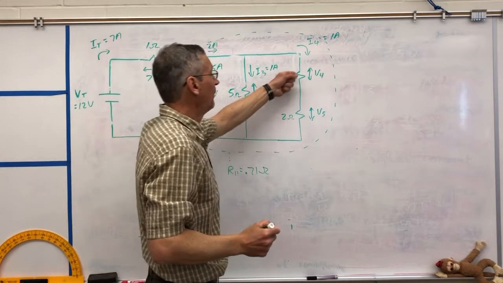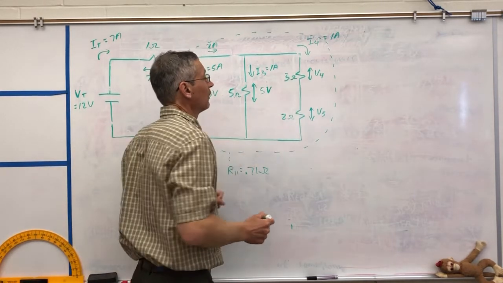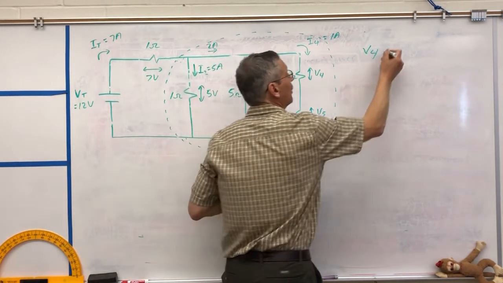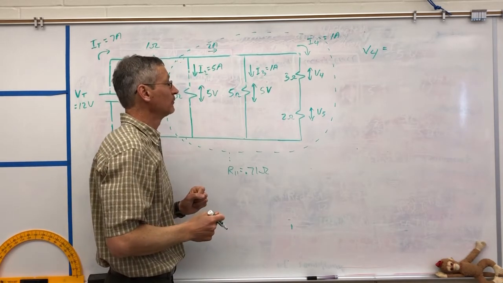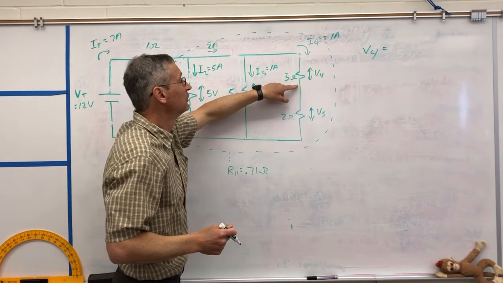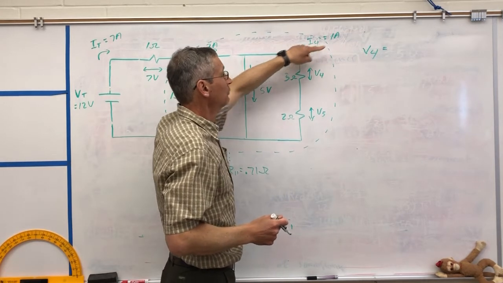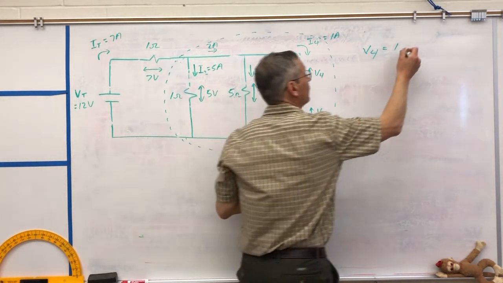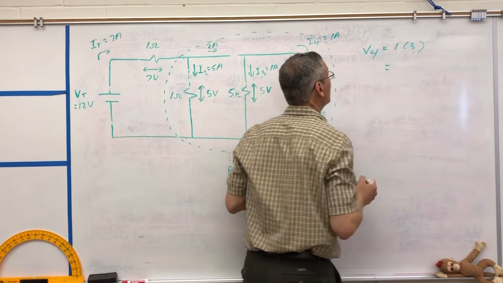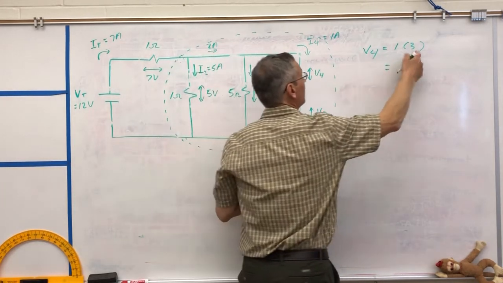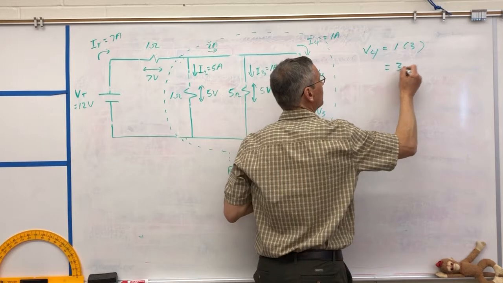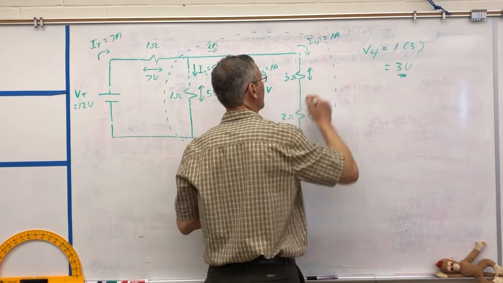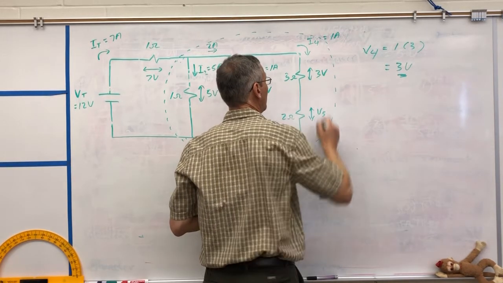Okay, what's the voltage drop across these resistors? Well, let's do the voltage drop across this resistor first. Again, Ohm's law is probably a good way to do that. The voltage drop across a resistor is equal to the current through it, which is 1 amp, times the resistance itself, which is 3 ohms. So what do we got? 1 times 3, V4 is going to be equal to 3 volts.